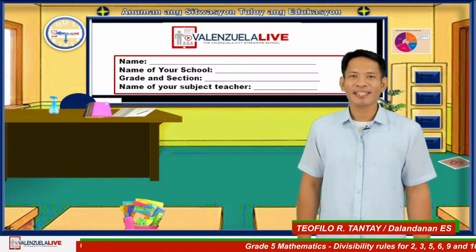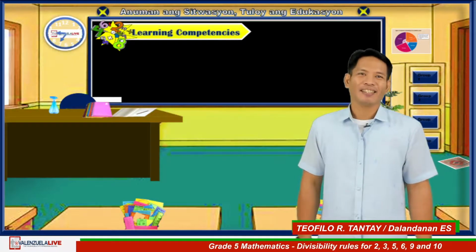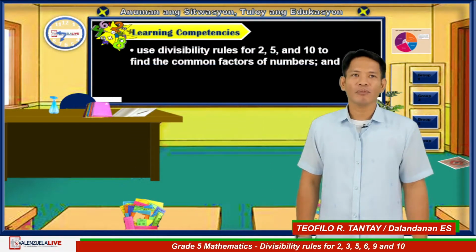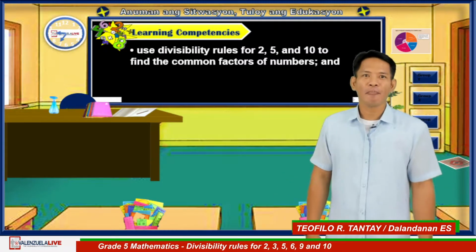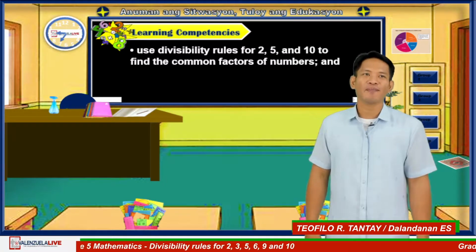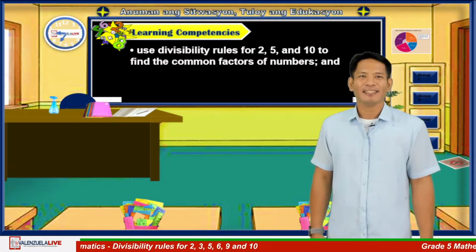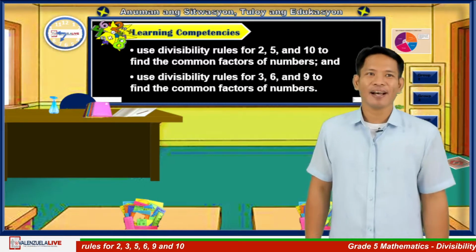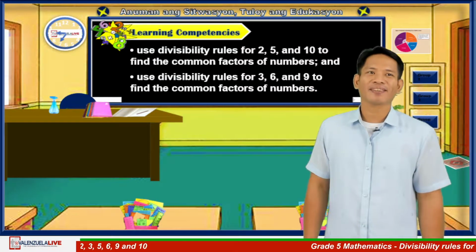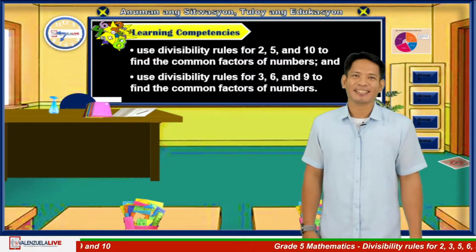Okay, let's proceed. In today's lesson, you will be able to use divisibility rules for 2, 5, and 10 to find the common factors of numbers, and use divisibility rules for 3, 6, and 9 to find the common factors of numbers.